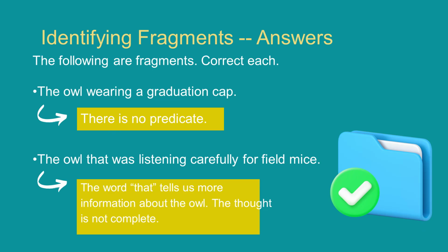Let's look at some possible answers here. So we have the owl wearing a graduation cap because there's no predicate here. Or the owl that was listening carefully for field mice. Again, the word that, this is a fragment because the word that tells us more information about the owl, but the thought is not complete, right? We can think of that was listening carefully for field mice. All of that is like one big adjective for owl or more information about it.